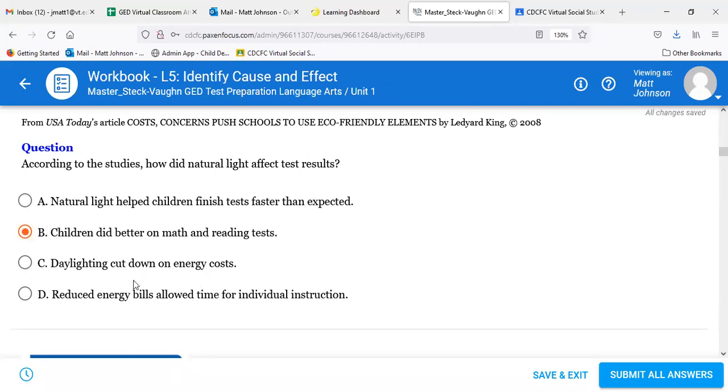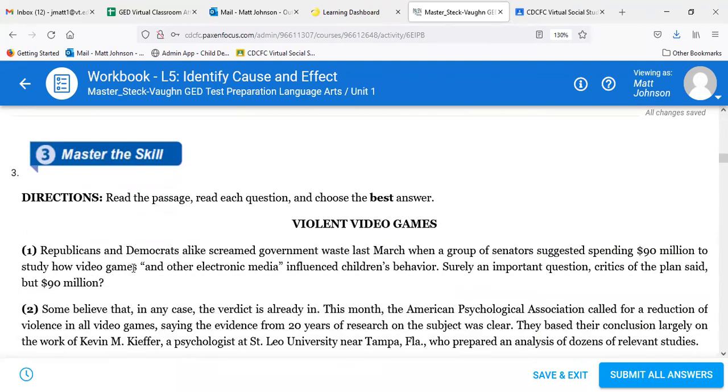All this other stuff, you've got to be careful here, right? So A sounds pretty good. Natural light helped children finish tests faster. Well, that might be, and there's some things you could kind of assume, but we know for sure because it's explicit. It is not implied. Okay, next passage, violent video games.